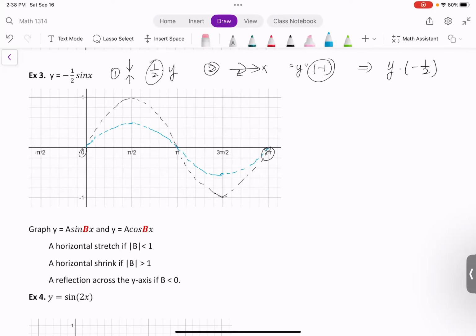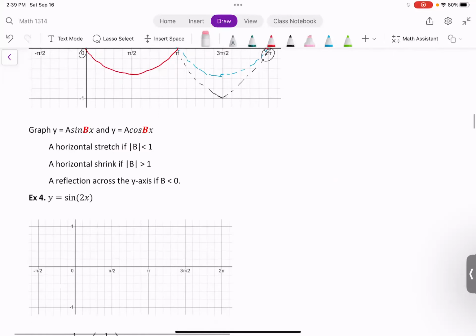And next step, I need to reflect along the x-axis. So my blue dashed line, I need to flip it along the x-axis. So I flip it. The red curve is one period of the sine function. Here we only talk about one period of the function. You can continue to graph more periods of the function, and I will give you a bonus point if you continue to draw it.